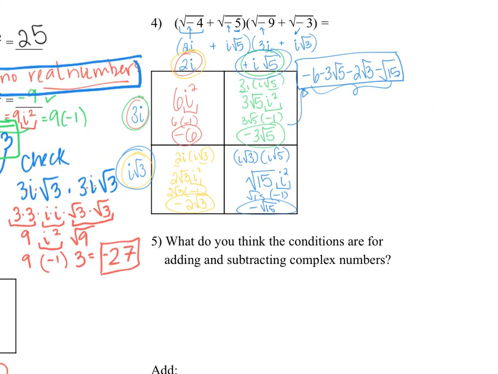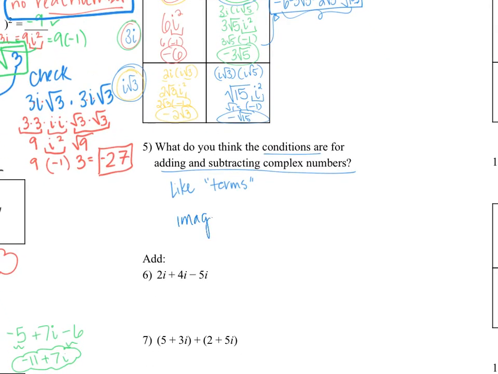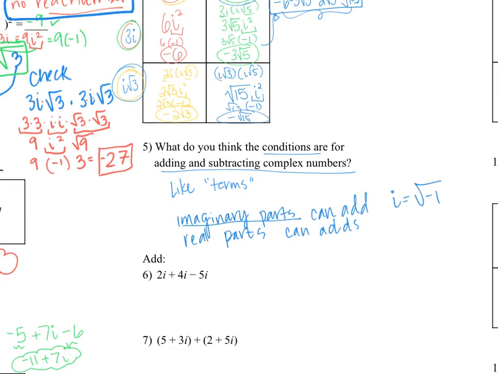So then it continues on to ask, what do you think the conditions are for adding and subtracting complex numbers? So you should take a minute to think about that. But basically what's happening is when you're adding and subtracting, you need to have like terms. But this time we don't really have exactly terms. We have our imaginary parts and our real parts. So the imaginary parts can add, and our real parts can add. And this is actually really similar to what we already saw with our radicals, because if you think about it, the imaginary part, that would be the part with our i, is really a radical. So it's going to behave the same way.